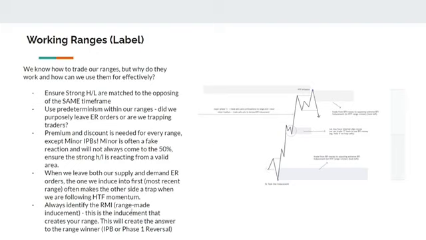Let me read this last one and answer your question. Always identify the RMI, the range made inducement. What is the inducement that created our range? Well, here it's this one, because this created the strong high and then it linked to this. Okay, so that's our range made inducement. And you can follow these rules here as well, which are very, very helpful. And yeah, this will create your answer to who's the range winner. Obviously, it's more so used as a confluence. We want to use pure price action for the answer to that, but it'll help you identify whether we have an inducement pullback, so a continuation from this demand, or a reversal from where we come down, hit into this supply, take that bottom out. Okay.